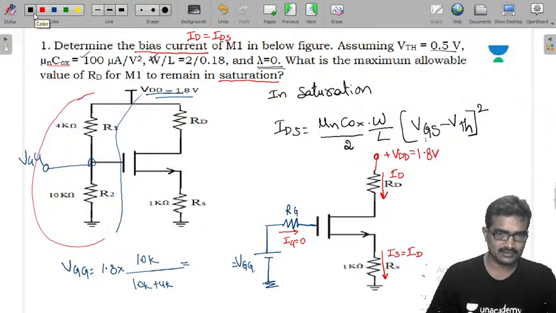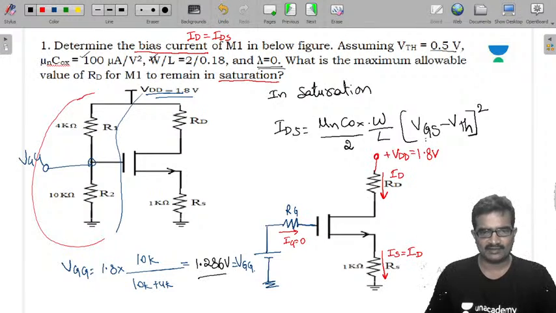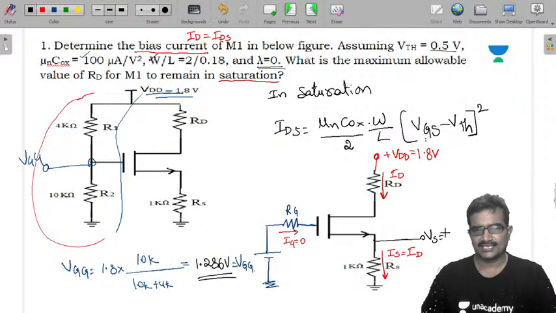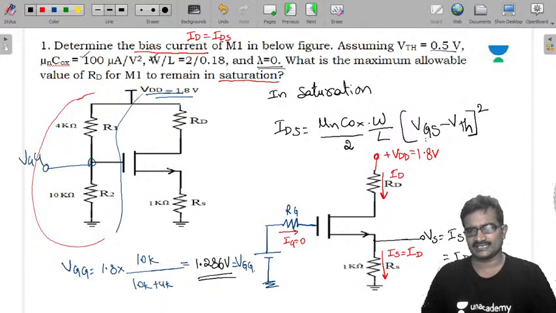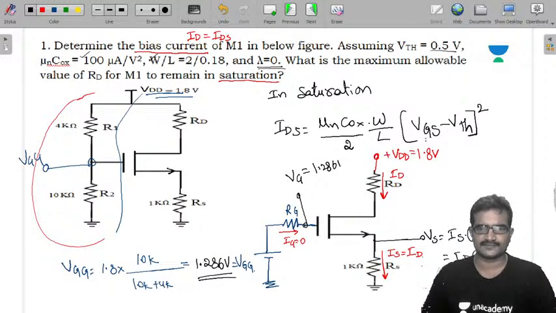So 18 divided by 14, 1.286 approximately. 1.286 volts. That is the VGG. Now here I am getting the VS, which is IS into 1K, which is nothing but ID into 1K, because IS equals ID. And here I am getting the voltage at the gate, where the drop across this is 0. Now it is VGG, which is 1.286 volts.